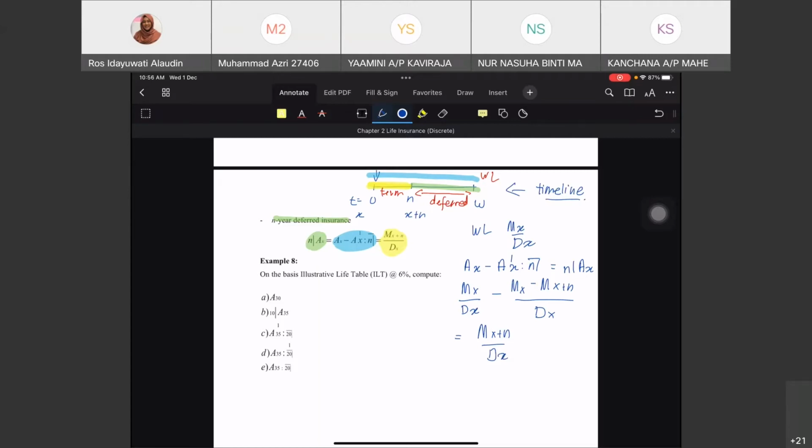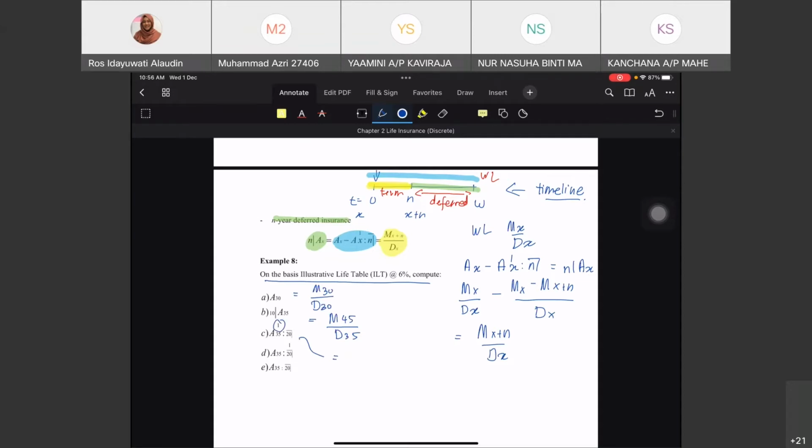Okay, if the question asks you to refer to the illustrative life table, you have to refer to the table and change to the commutation function first. So for example, here is M30 over D30. So this is whole life insurance. How about B? B is equal to Mx plus n over Dx because it is deferred insurance, so M45 over D35.